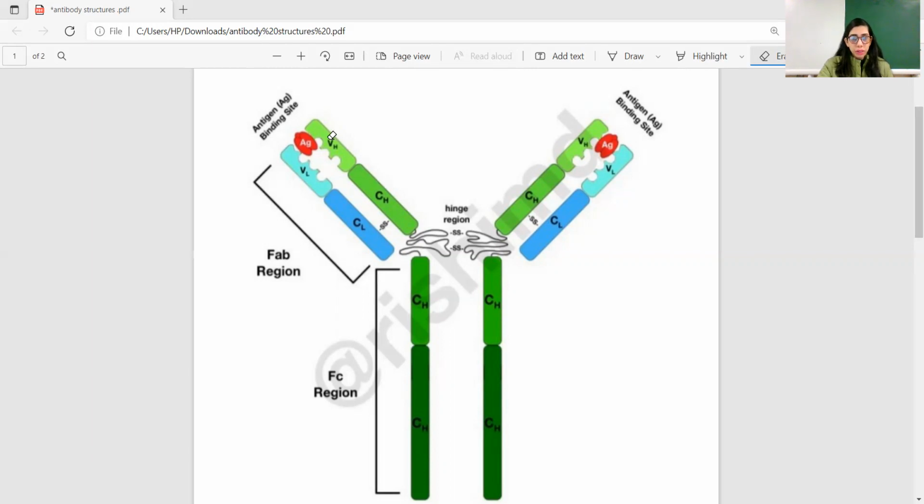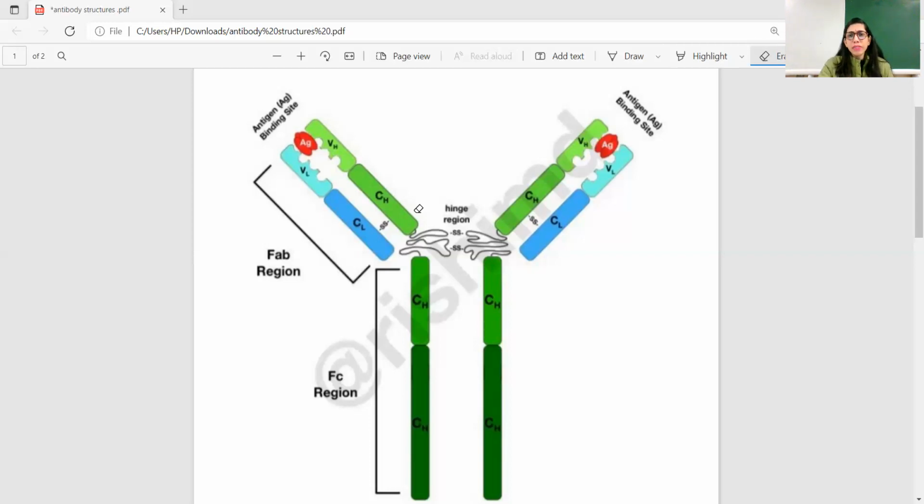You can see this green region, a complete Y. This is the heavy region. This region is known as the heavy region of the antibody or heavy chain of the antibody, right? And this blue part is known as the light chain or light region of the antibody. So this green chain is known as the heavy chain, and this blue chain is known as the light chain. So we can see a total of 4 peptide chains here. That means antibody is a tetrapeptide molecule.